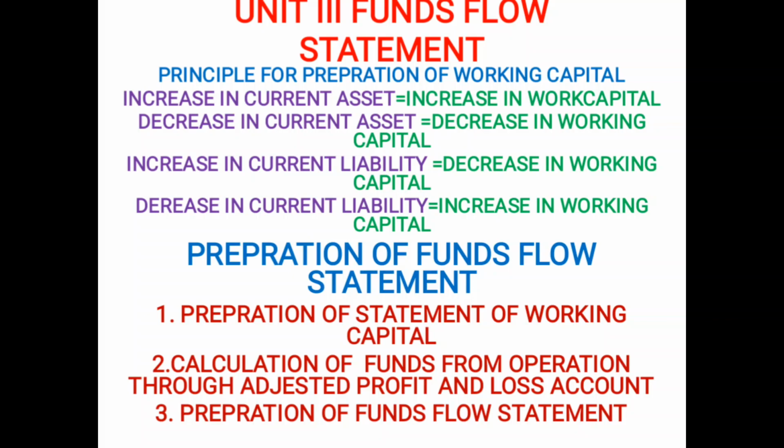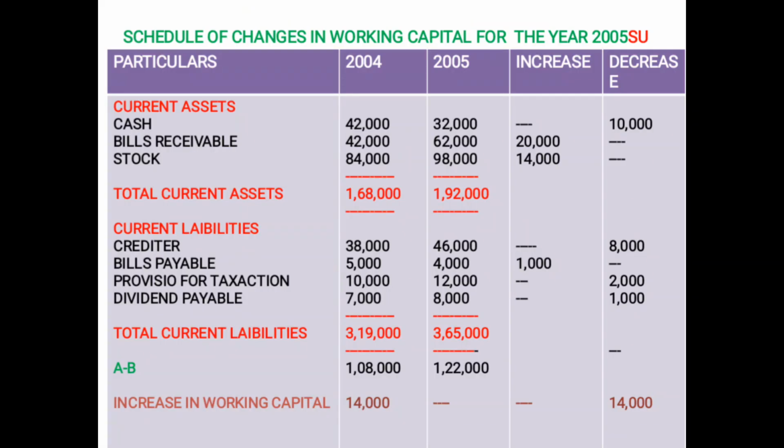Next, the preparation of the fund flow statement, step by step. First step, preparation of the statement of working capital. Second step, calculation of fund from operation through the adjusted profit and loss account. Third, preparation of the fund flow statement. So there are three steps in the preparation of the fund flow statement.